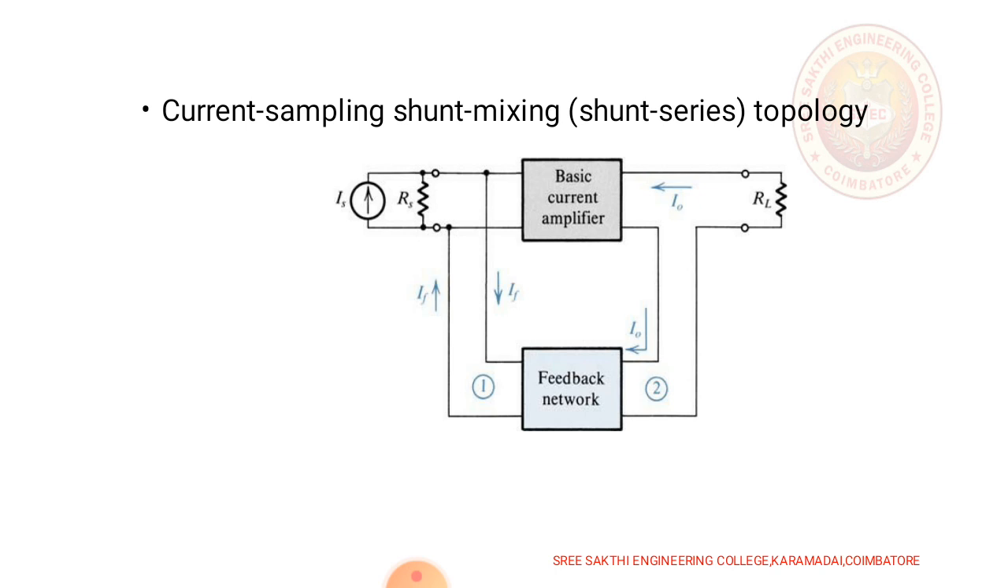The circuit for shunt series topology is given, where shunt means we should refer the input connection. So here at the input side it has parallel connections, and the output side the sampling network has series connection. So this type of connection is called shunt series topology.